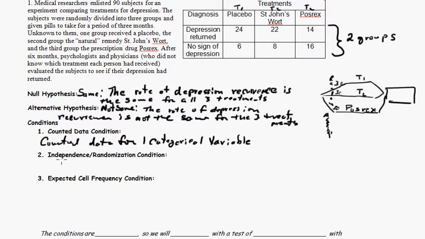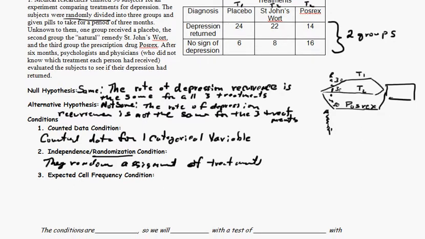So independence. Since it's an experiment, we sort of have an exception. Do they actually say the subjects were randomly divided? Yes they do. So they used random assignment of treatments. Okay, so that's good. Now the expected cell count.